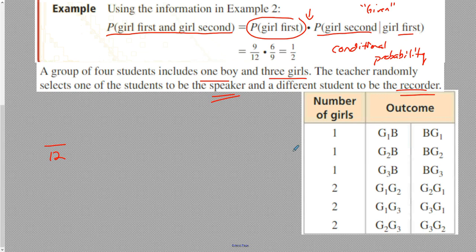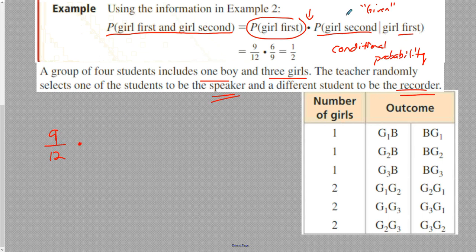How many of them have a girl first? Well, 1, 2, 3, 4, 5, 6. These do not: 7, 8, 9. There are 9 ways to have a girl in the first position.